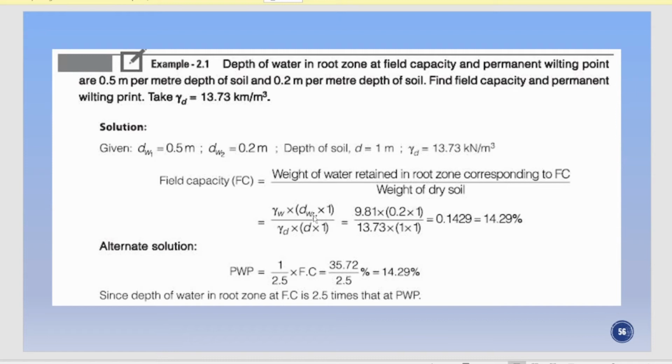Okay, we may call the water depth when it is at field capacity as 0.5 meter, which we will call dW1, and the depth of water in the root zone when it is at permanent wilting point as 0.2 meter. These are the two depths of water. Either you can use D1 or D2. If you use D1, we will be calculating field capacity. If we replace this with D2, we will be calculating permanent wilting point.